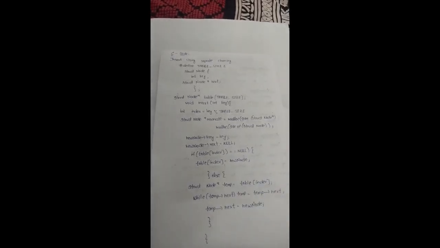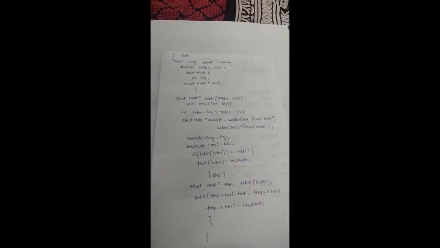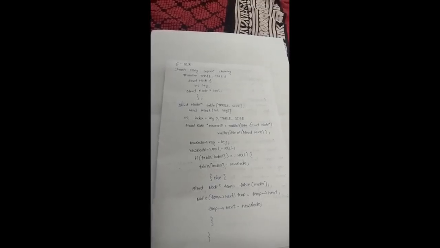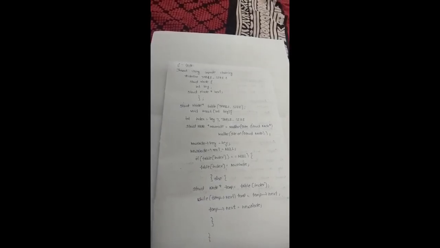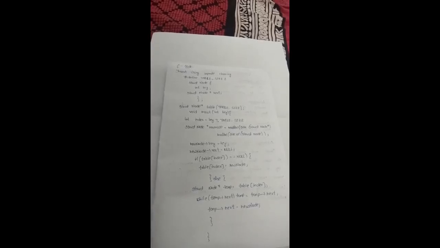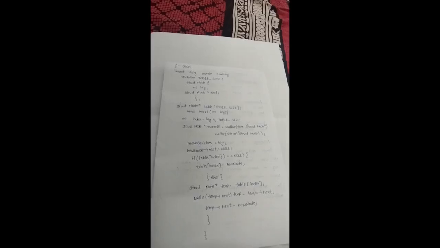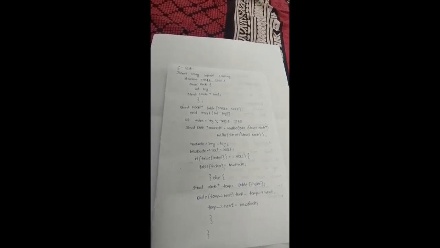So we discuss the C code for inserting using separate chaining. Look at how we implement it in C. Hash define TABLE_SIZE: we define the size of the hash table. Struct node with int key and struct node pointer next defines the linked list node. Each node stores the key and a pointer to the next node. Struct node pointer table of TABLE_SIZE is the hash table itself. It is an array of pointers to node. Each element will either be null or point to the head of a linked list.